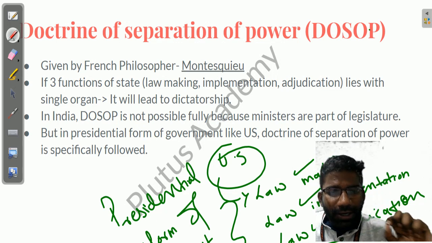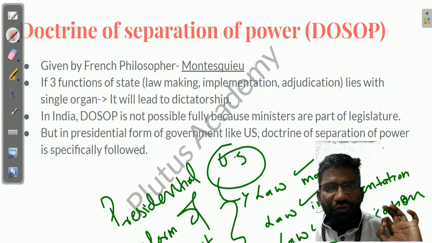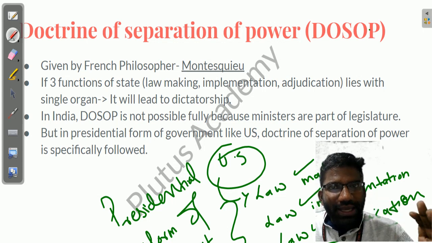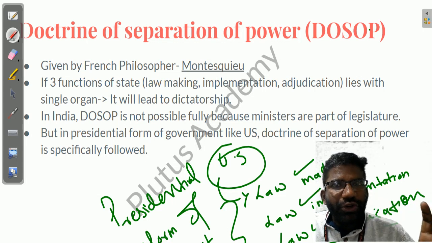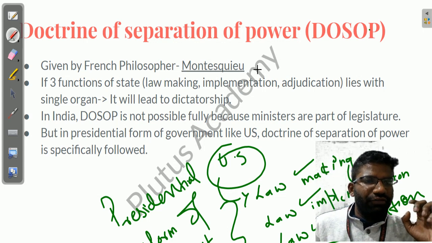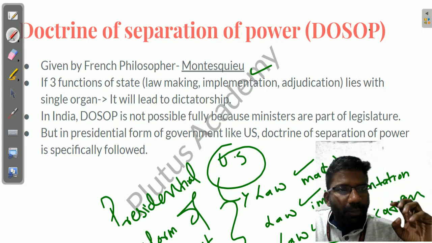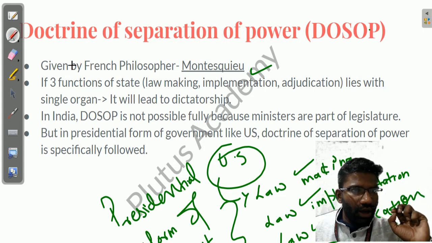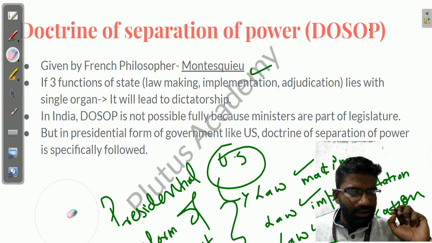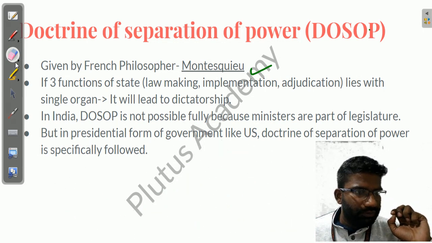Number one. But in the case of a presidential form of government, like in the United States of America, law making, law implementation and law adjudication are done by three different organs of the government. So there is a clear-cut mandate. And remember who gave it? The philosophy of the doctrine of separation of power was given by the French philosopher Montesquieu. Now we'll move on to the next topic.